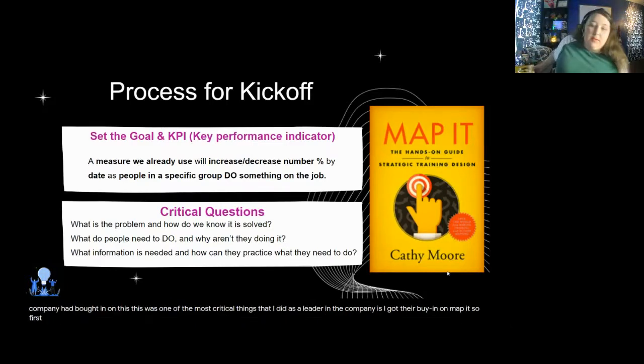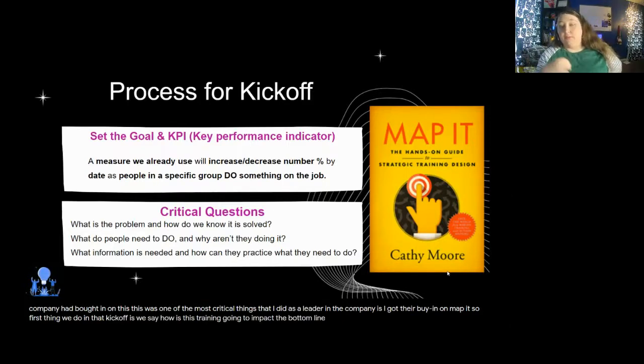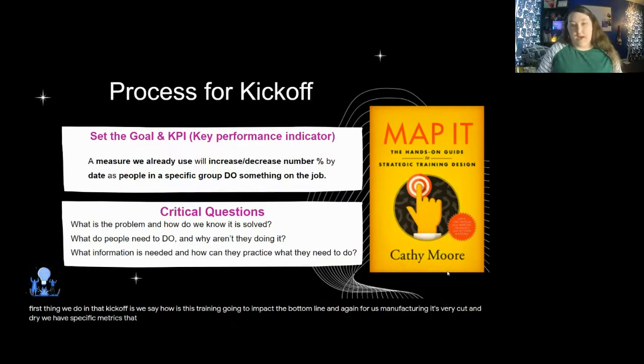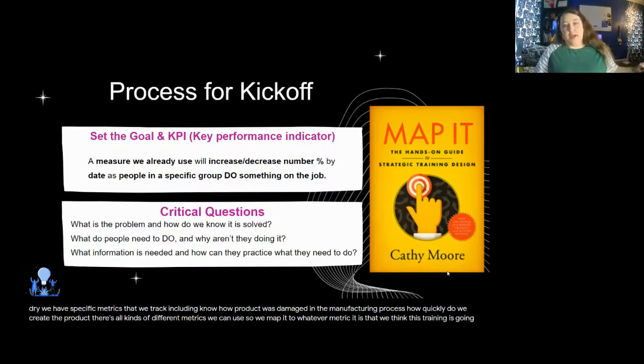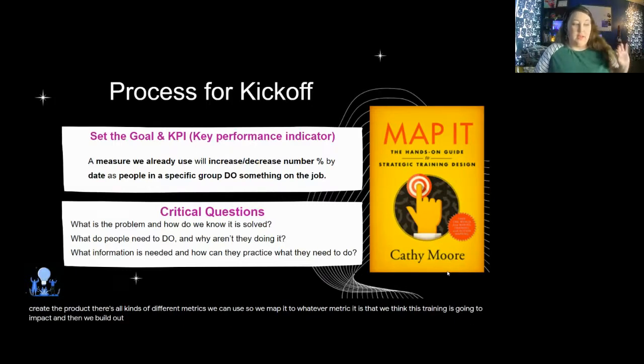So the first thing we do in that kickoff is we say, how is this training going to impact the bottom line? And again, for us, manufacturing, it's very cut and dry. We have specific metrics that we track, including how much product is out the door, how much product was damaged in the manufacturing process, how quickly we create the product. There's all kinds of different metrics we can use. So we map it to whatever metric we think this training is going to impact, and then we build out the key performance indicator, the KPI, okay? And if we can't do that for this training, we don't do it.